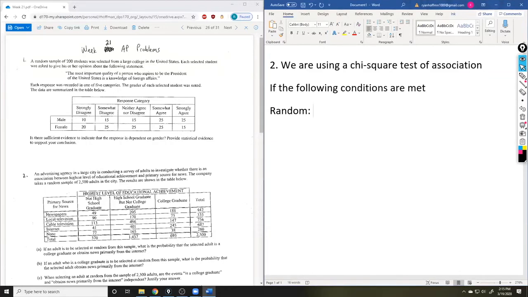Random sample of 200 students from a large college. Again, the main thing to keep an eye out for in the random condition is, do we have a random sample that we're taking, or are we randomly assigning people to the groups? Here, we're taking a random sample of 200 students. Large sample size.